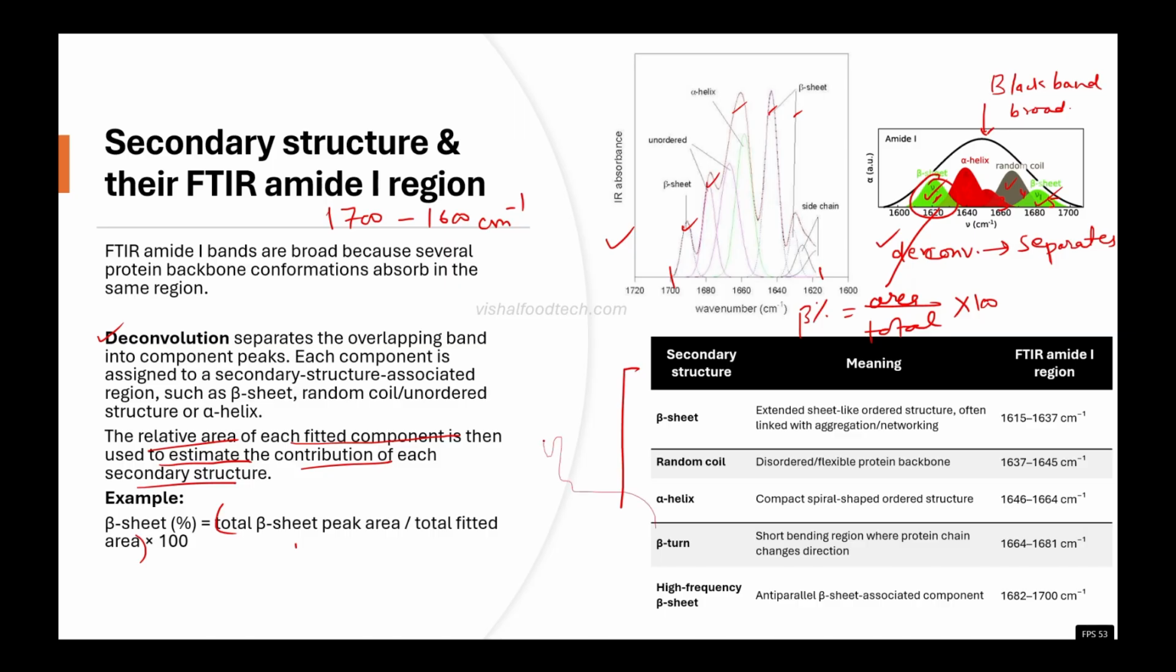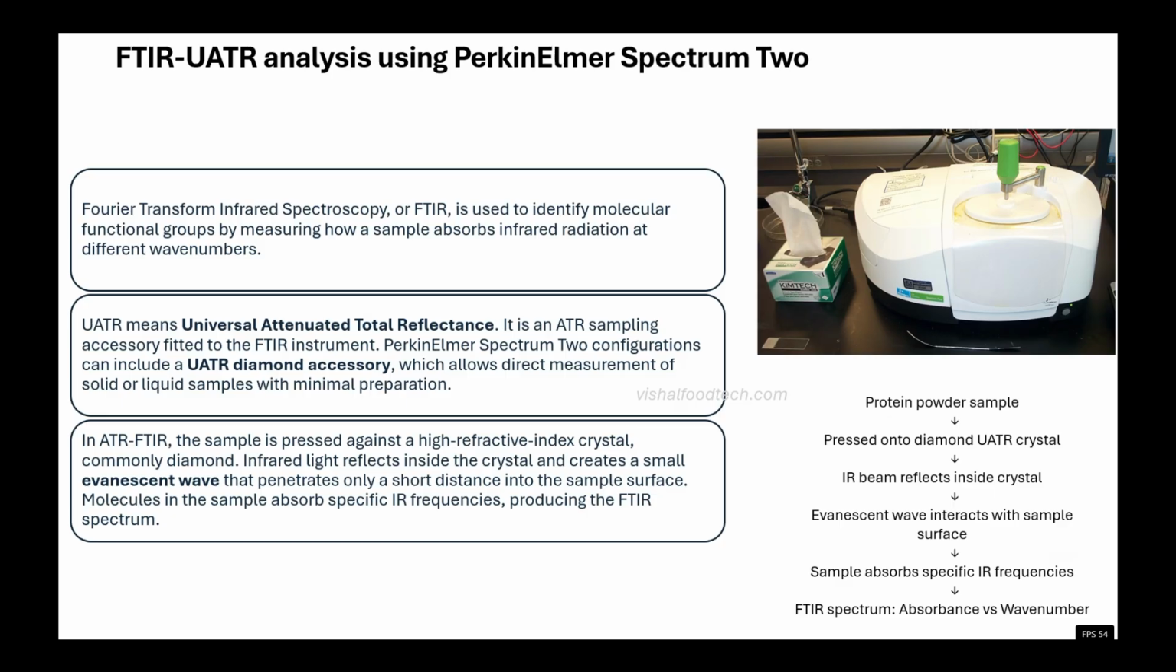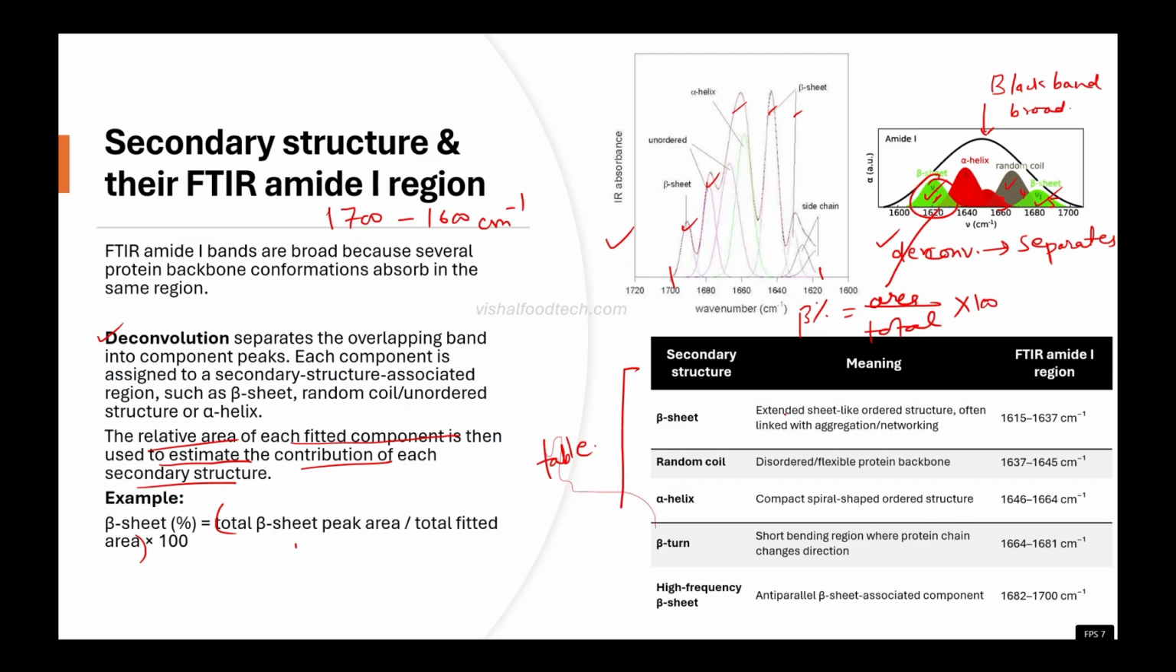And here the table shows, so this is a table which is showing beta sheet, which means the extended sheet-like ordered structure, often linked with aggregation, networking. Random coil is linked with more disordered nature or flexible protein backbone. And these are the specific wave numbers. If any peak is coming between these wave numbers, it must be a beta sheet. If any peak is coming between these wave numbers, it must be a random coil.